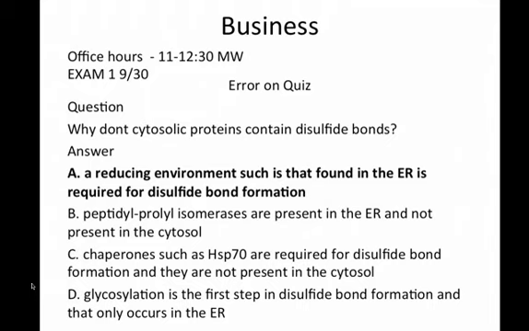Okay, there was an error on the quiz. How embarrassing for me. The question was, why don't cytosolic proteins contain disulfide bonds? And I wrote a reducing environment such as that found in the ER is required. What I really should have written is that a reducing environment such as that found in the cytosol is going to inhibit disulfide bond formation.